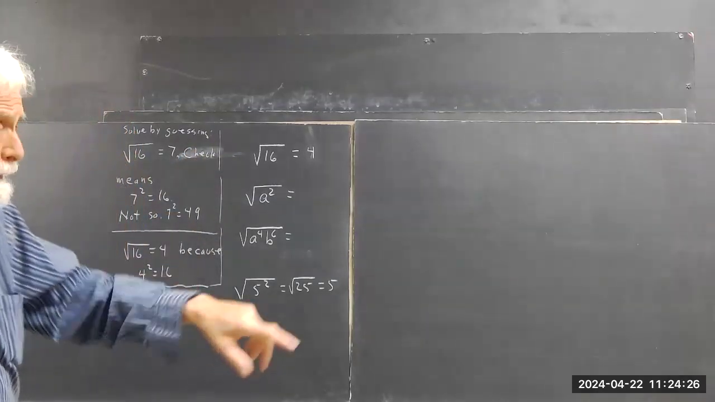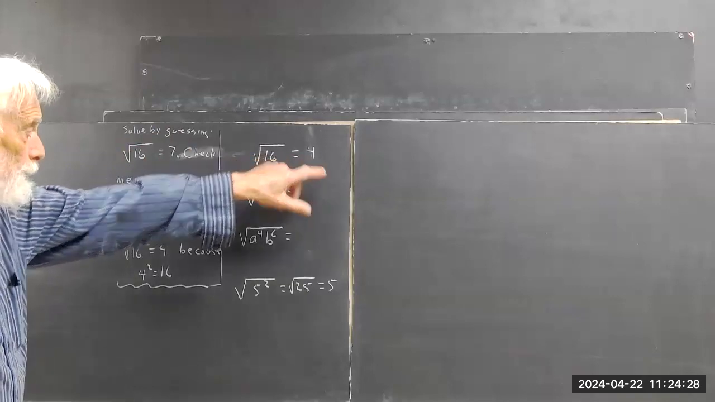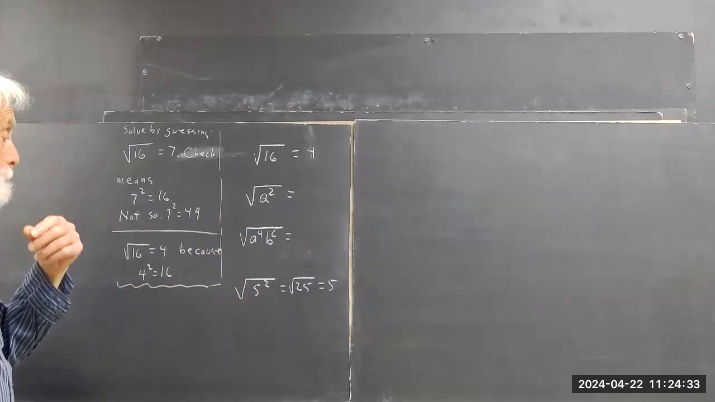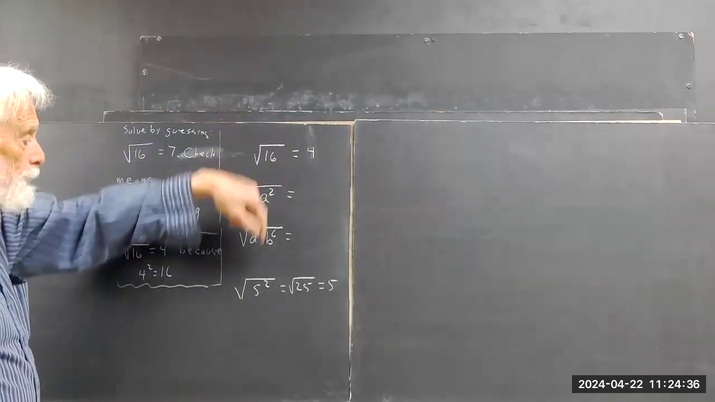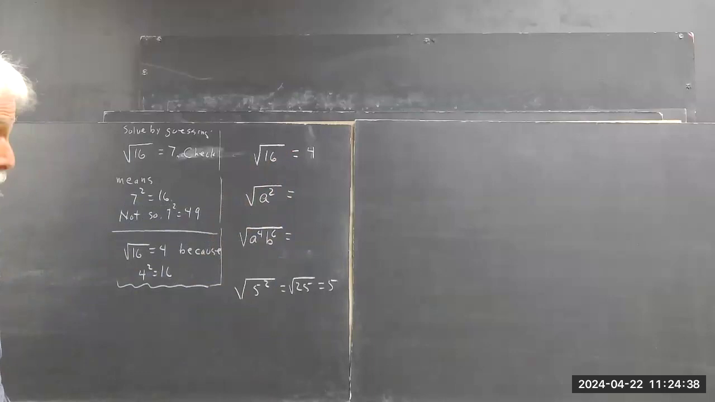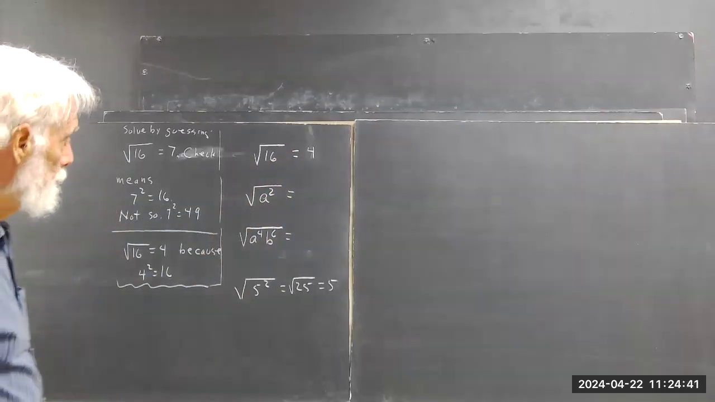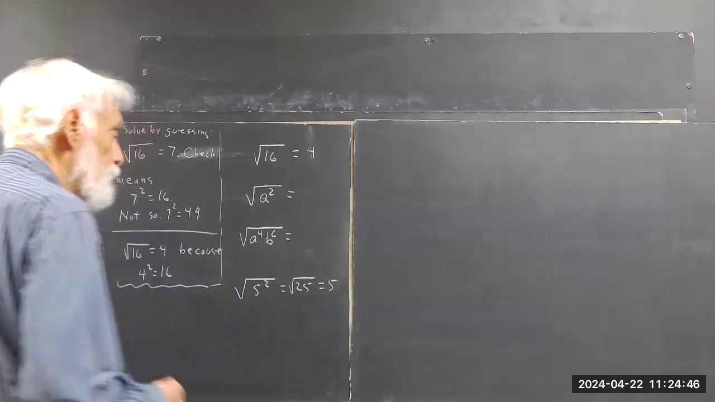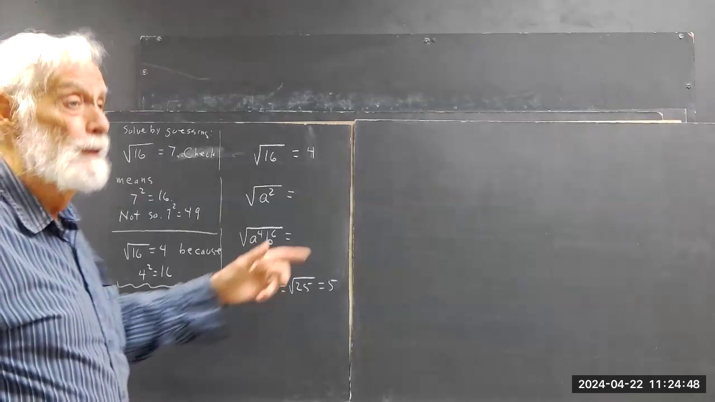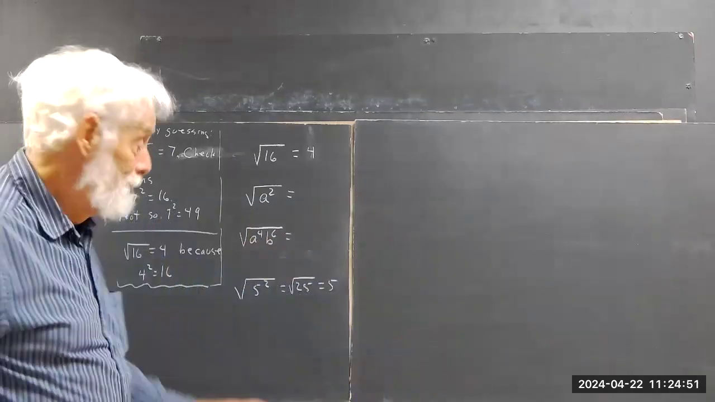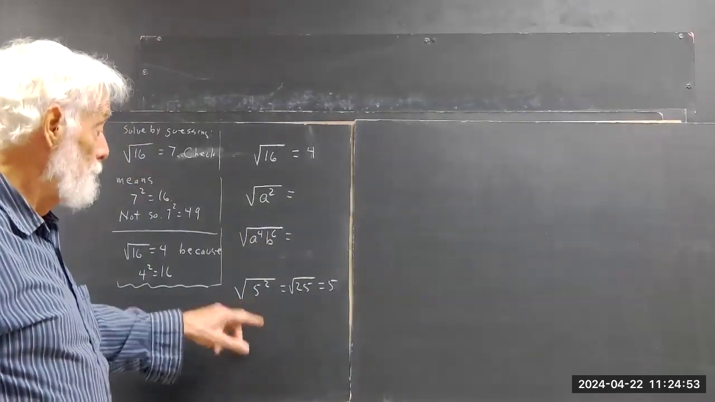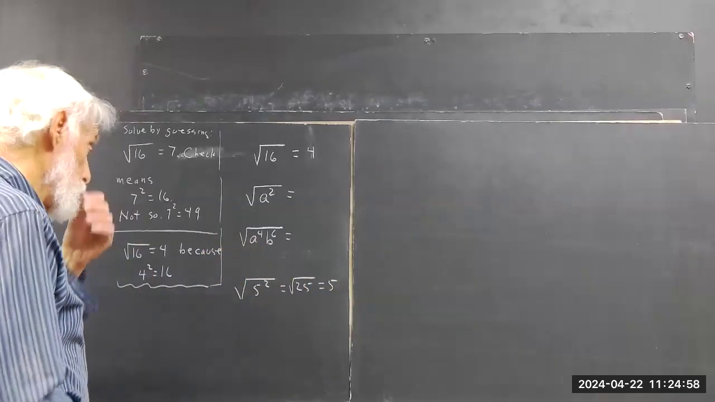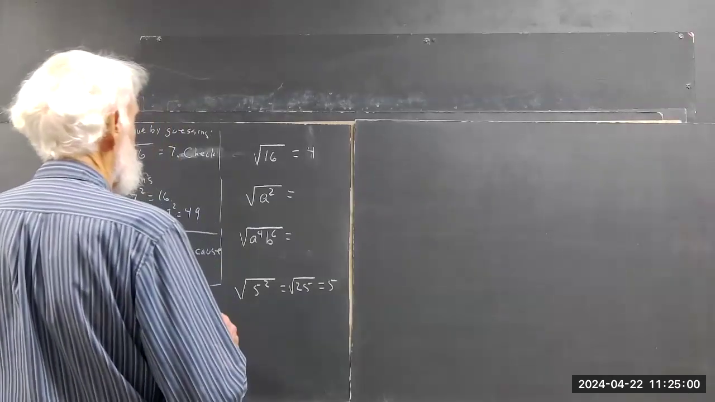I'm changing the order of this problem so I can write the 4 up here, because I don't want square root of 16 equals 7 here. So square root of 16 is 4, square root of 25 is 5. So you could say then that the square root of 5 squared is 5, right? Because what's the square root? The square root is what you multiply by itself to get the number, right? What do you multiply by itself to get 5 squared? Clearly, you multiply 5 by itself to get 5 squared.